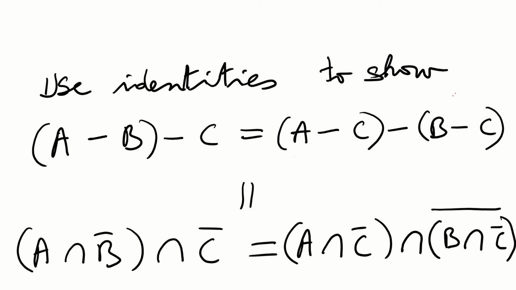Hi. In the previous video, we saw how to prove that two sets are equal using subset argument. So in this video, we are going to see how to prove that two sets are equal using identities. So we are given this expression, we are given this set. We are trying to prove that these two sets are equal.